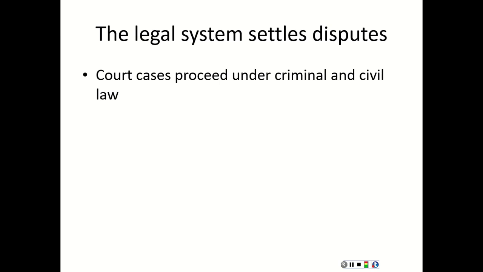Court cases proceed under criminal law and civil law. We have these 2 broad categories of law, criminal law and civil law. Criminal law. This is the law branch that defines and provides punishment for criminal acts. It deals with cases in which the government charges an individual with violating a statute that has been enacted. A statute is a law, by the way. A statute that has been enacted to protect public health, safety, morals, the welfare of the citizens.